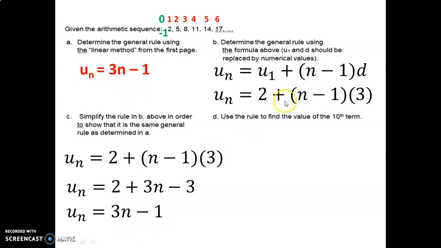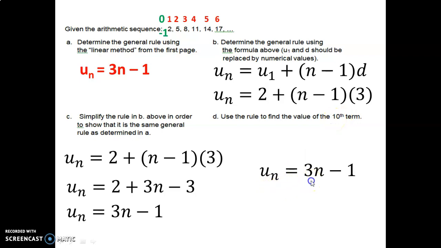So this arithmetic rule and the linear rule should be the same, right? They're giving a rule for the same sequence in two different forms. Make sure you're familiar with both linear and this one. And now use the rule that we've created. You can use this one or this one to find the 10th term in this sequence.